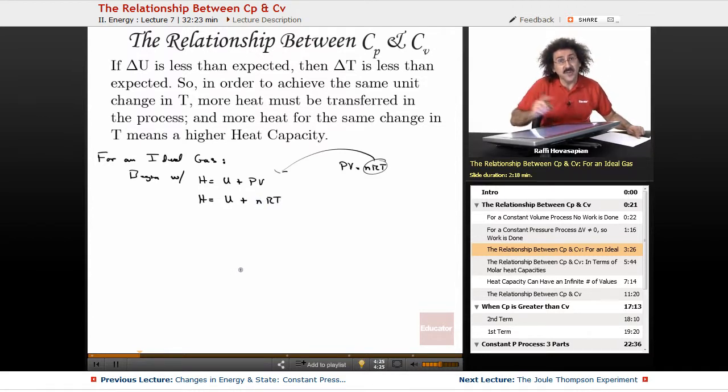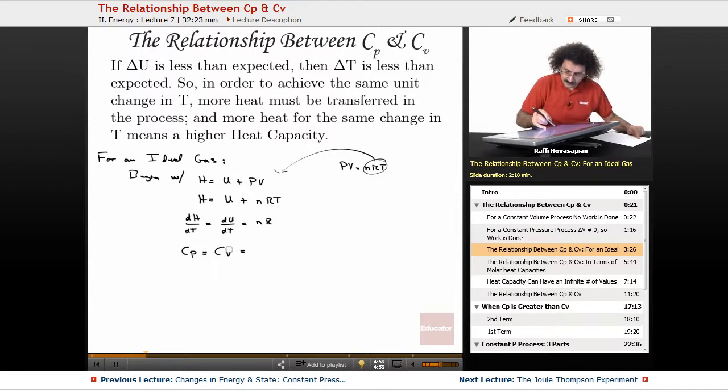Let's take the derivative of both sides with respect to T. So we get dH/dT equals dU/dT plus nR. Well, we know what dH/dT is. dH/dT is the constant pressure heat capacity, the change in enthalpy per unit change in temperature. And we know what dU/dT is, the change in energy per unit change in temperature. This is the constant volume heat capacity.